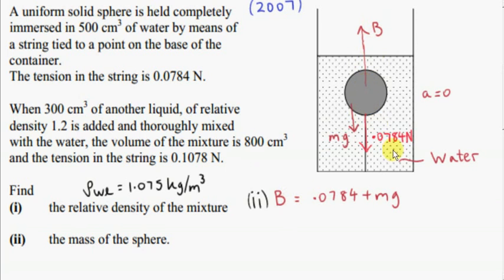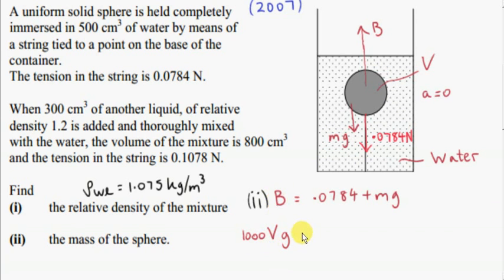We're looking at the situation where the liquid is water. So the tension is 0.0784. We apply Archimedes Principle to get the buoyancy. The buoyancy is the weight of the liquid displaced, where the liquid is water. So the weight of water displaced is the density of water, which is 1000, times the volume of water displaced. So the volume of this sphere is V. So the volume of water displaced is equal to the volume of the immersed sphere. So this is the weight of water displaced.